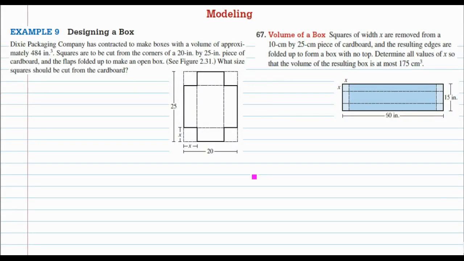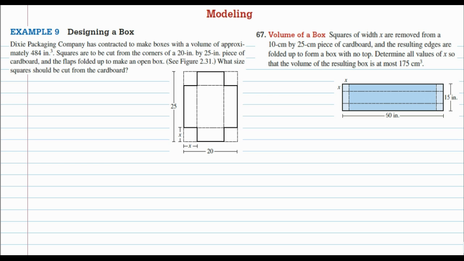This is a screencast for section 2.3, example 9. Are you tired of designing boxes yet? Because I sure am. The Dixie Packaging Company has contracted to make boxes with a volume of approximately 484 cubic inches. So squares are to be cut from the corners of the 20-inch by 25-inch piece of cardboard, and the flaps are going to be folded up to make an open box, similar to what we did last chapter. So what size squares should be cut from the cardboard?